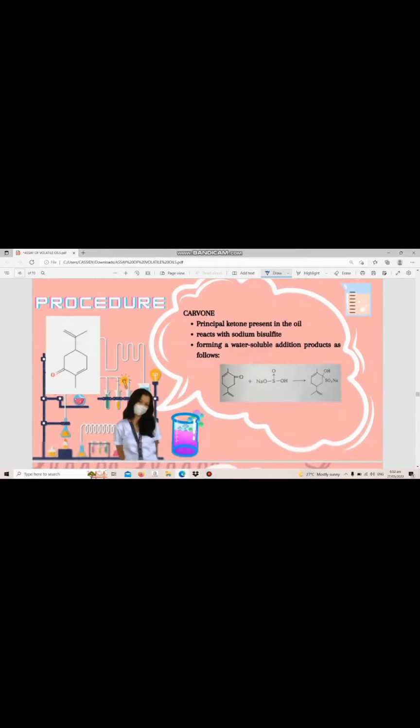Okay. Remember this part. It's the carvone. It is the principal ketone present in the oil. It reacts with sodium bisulfite and forms a water-soluble addition product as follows, as you can see here in the structure.